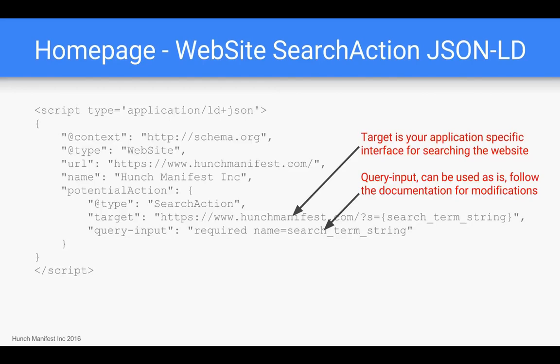You can see here the pattern of HTTPS, the host name, and then you have the question mark s equals that search term. So if I were just to enter that URL in my browser, I would also get the search results for that. And then the query input: you have to follow the documentation if you're going to make any modifications to this, but it's basically saying it requires the name, and then that name is equal to the search term string, which is then put into the target. So it's kind of technical, but it's pretty easy. Especially if you have WordPress, you can use the Yoast WordPress SEO plugin, or you can use Schema App to create this manually and put it in your site.